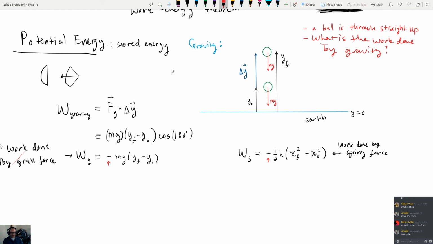Because both of these have this negative sign, and because they both have this final minus initial, it really makes you think, I wonder if this would change in some way. If instead of having my object move along a constant path like this, what if I made it move at an angle? What if instead I took my ball and moved it along an angle?